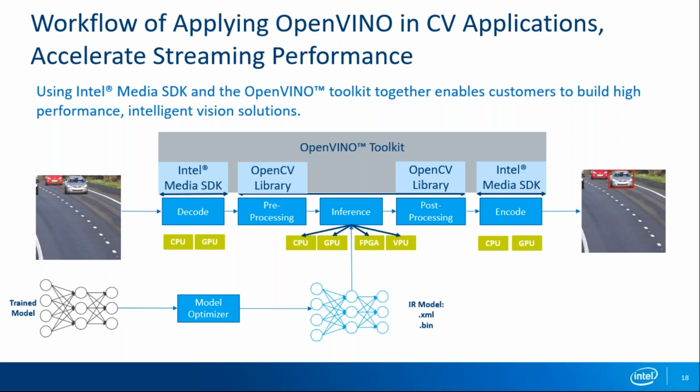Once it's ready, you have to run the model optimizer offline to create the IR format. You will have two files, .xml for the topology of your model, and one .bin, which is the weight of your model. Then you can use OpenCV or Intel Media SDK to decode your video stream.